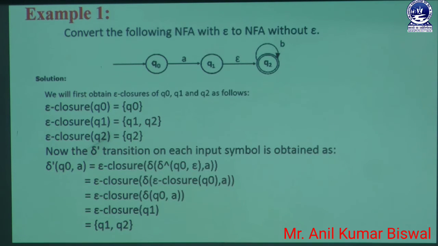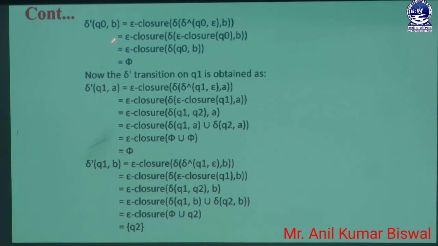Next we discuss how to handle input symbol B. In the previous part we took the input symbol A, and here we take the input symbol B. Whenever we put input symbol B on the same Q0 state, we calculate its epsilon closure.